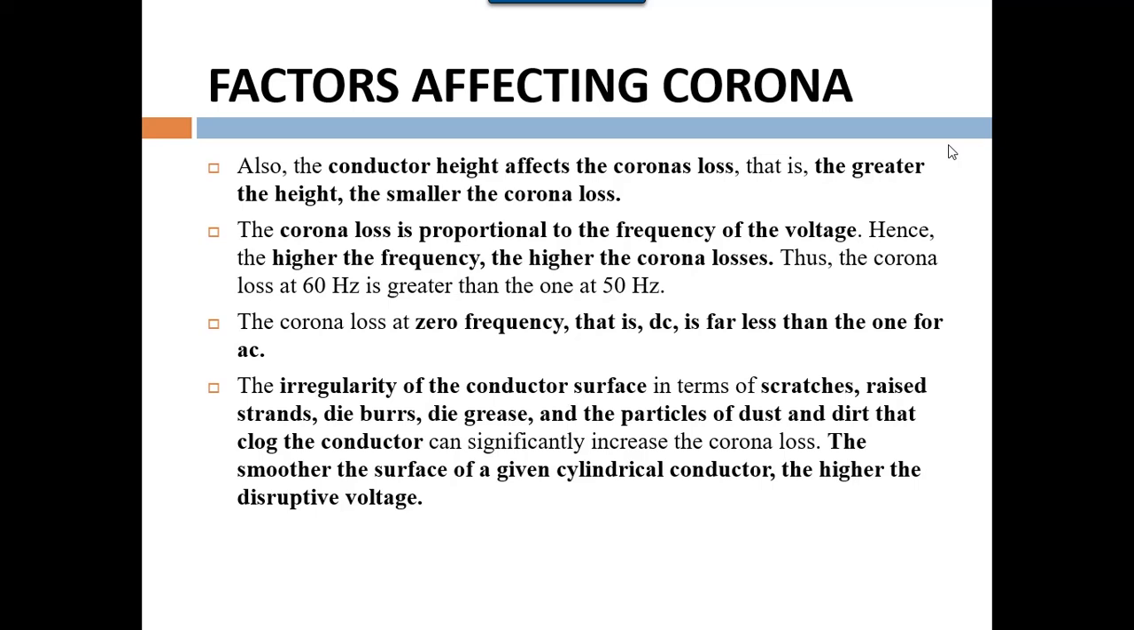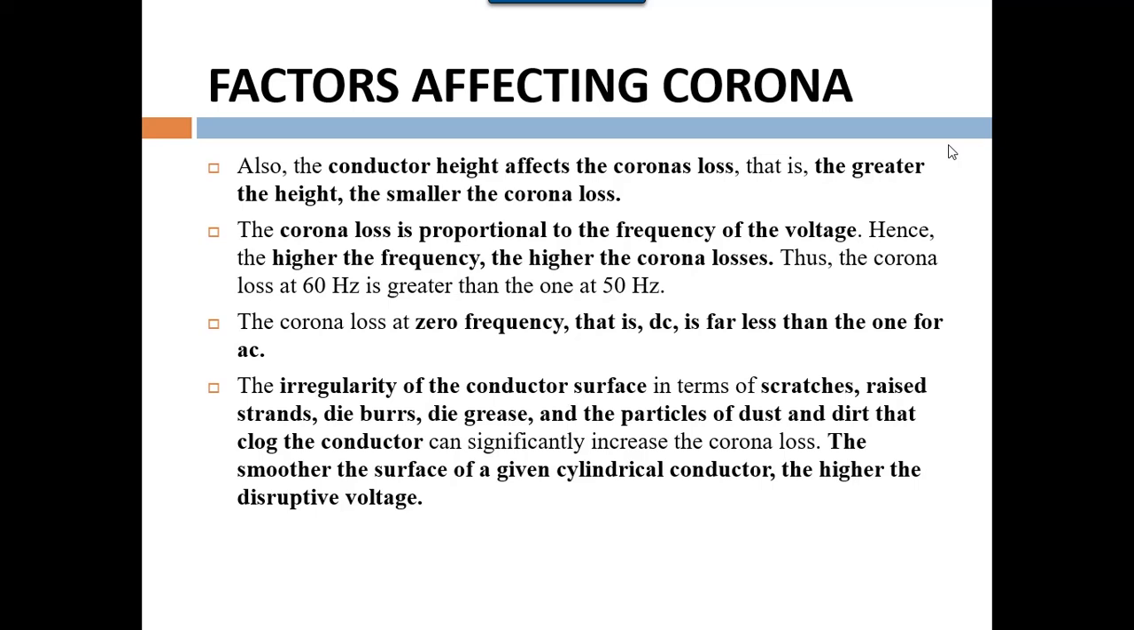Another factor is that the corona loss is proportional to the frequency. If the frequency is high, corona losses are high, and if the frequency is low, then the corona losses are low. That means that at 50 hertz, corona losses are less than the corona losses at 60 hertz. So the corona loss at zero frequency, that is in DC, is far less than the corona loss in AC. As you know, in DC there is no frequency, so the corona losses are very low.